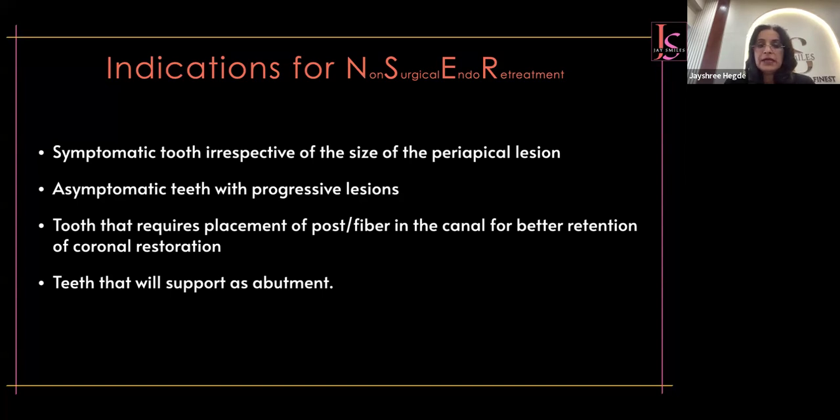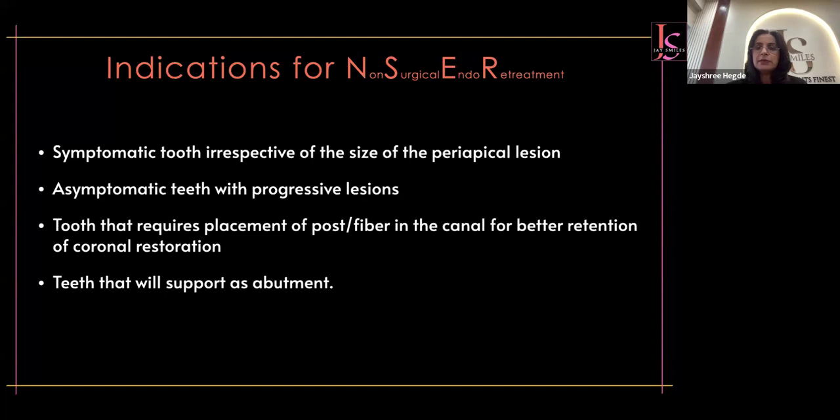Second one is asymptomatic teeth, but we see a progressive lesion. Every time the patient's coming for a recare appointment, you see the lesions are growing in size, but the patient is asymptomatic. This happens most of the times. Most of the times, these chronic lesions are asymptomatic, but when it is progressive, you need to make sure that you do a retreatment.